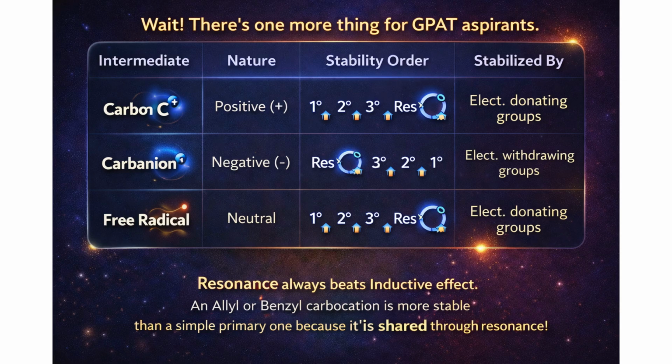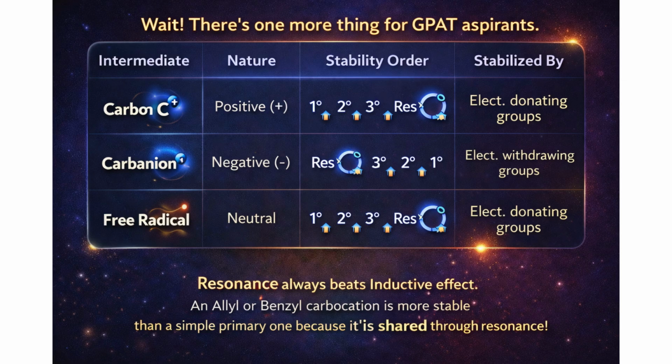You'll notice that for all three intermediates, carbocations, carbanions, and free radicals, resonance is at the very top of the stability hierarchy. In chemistry, the golden rule is that resonance always beats the inductive effect. For example, a simple primary carbocation is usually very unstable. However, an allyl or benzyl carbocation is significantly more stable, even though they might look like primary carbons.